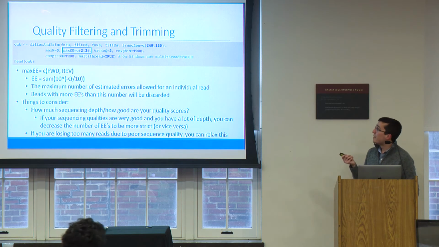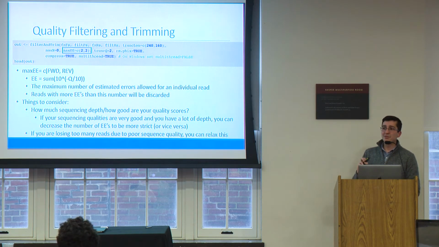The next, max EE. So this is the maximum amount of estimated errors that you would expect to see in a read. I won't go into too much detail, but the authors found that this estimated errors function did a better job at approximating the quality of the read than just the average quality score. I just listed the equation here if you're interested at all. So reads with more than this number will be discarded. 2 is a good baseline because you don't want reads with a ton of expected errors in it because it makes the DADA2 algorithm take longer and makes it less accurate.